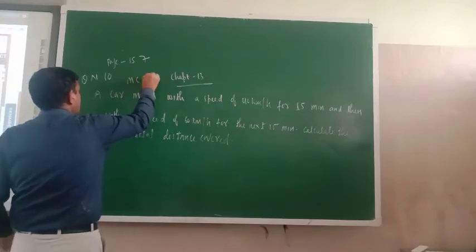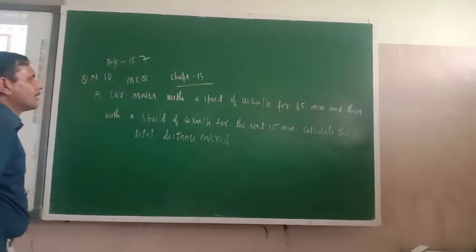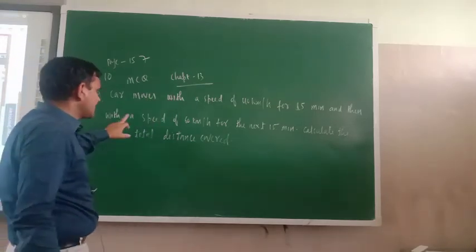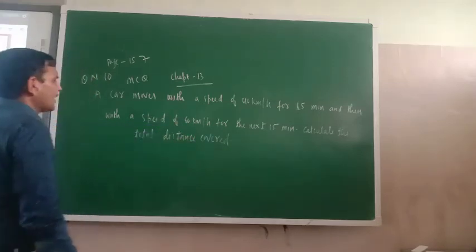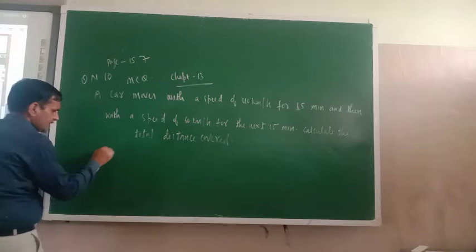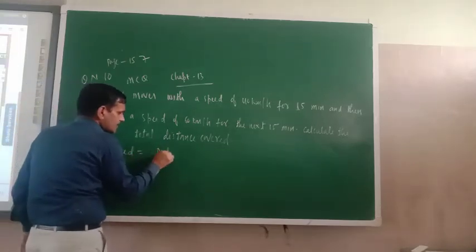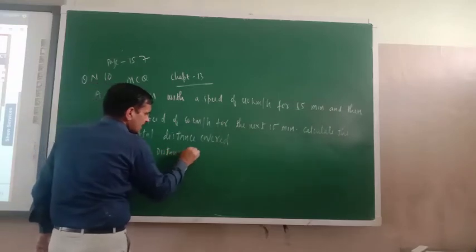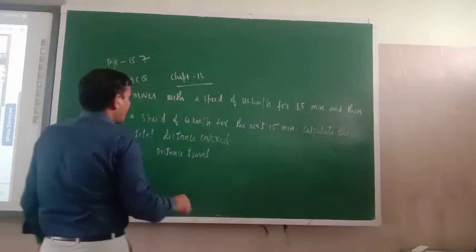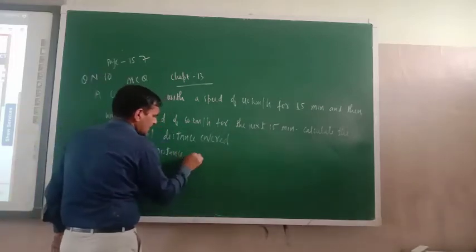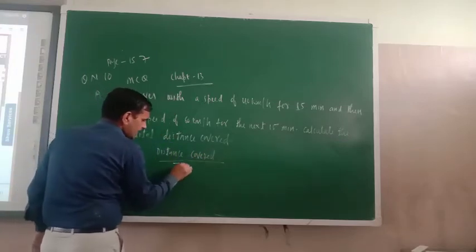A car moves with a speed of 40 km per hour for 15 minutes and then with a speed of 60 km per hour for the next 15 minutes. Calculate the distance travel. So just see, speed equals distance traveled or distance covered divided by time taken.